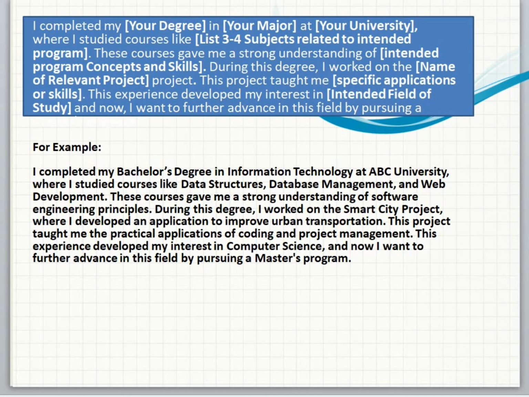Next up is your academic background. Here you'll show how your previous studies have prepared you for the program you're applying for. Mention your degree and subjects that relate to the program. You can write something like, I completed my bachelor's degree in information technology at ABC University, where I studied courses like data structures, database management, and web development. These courses gave me a strong understanding of software engineering principles.